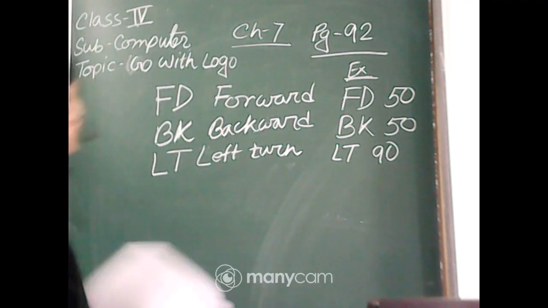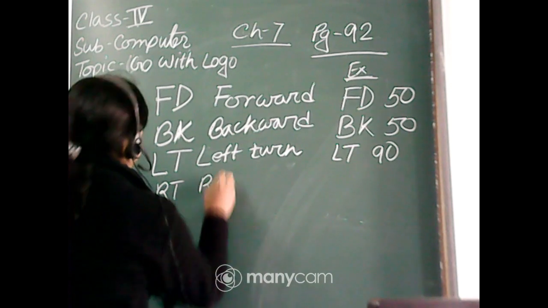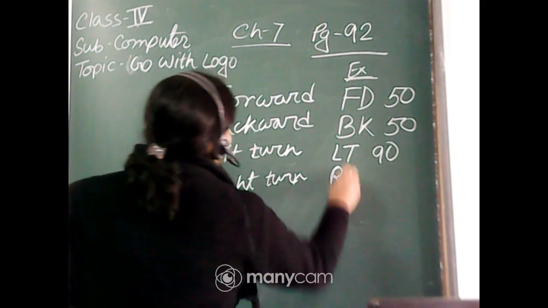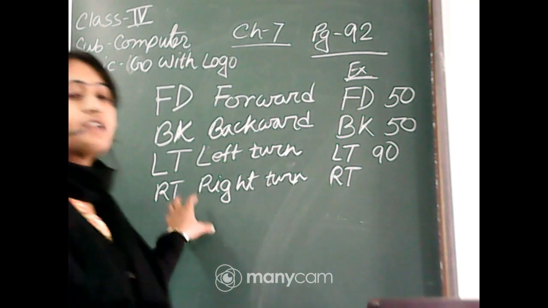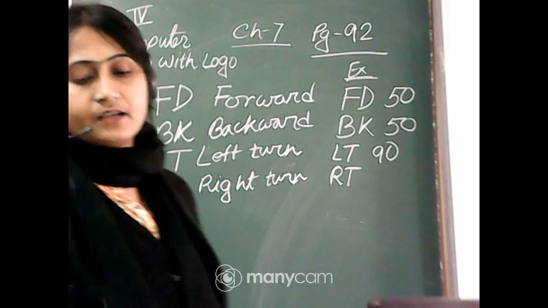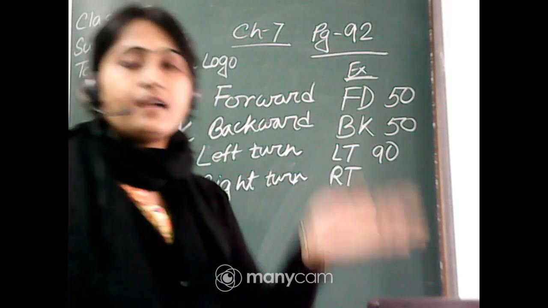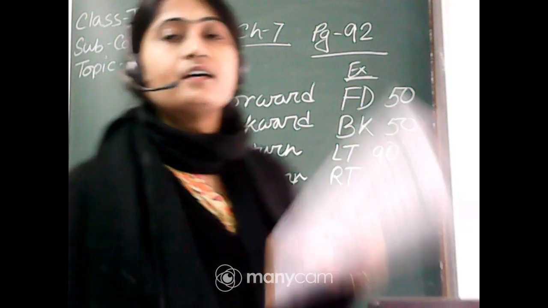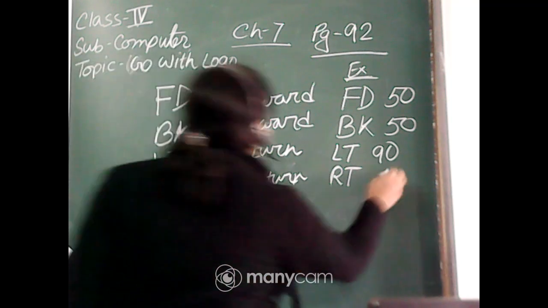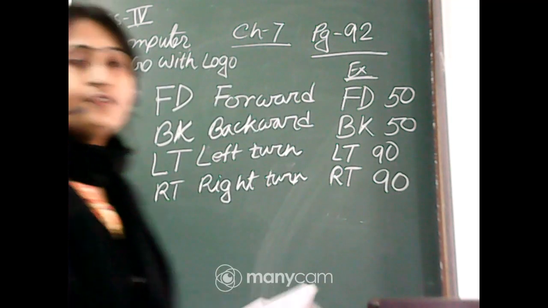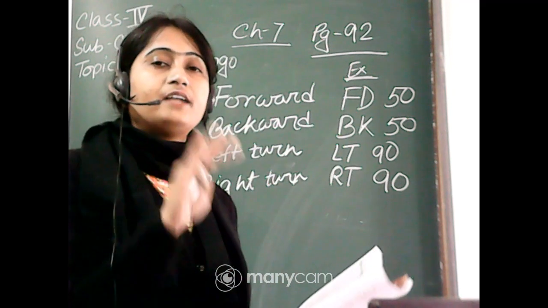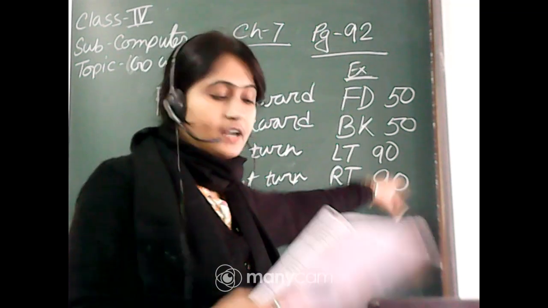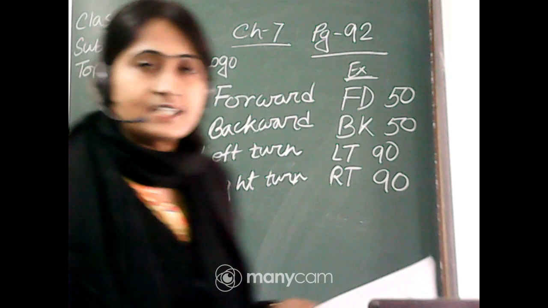Then RT. The full form of RT is right turn. Right turn means the head of the turtle turns towards the right side according to the given degrees. RT 90 means the head of the turtle will turn to the right side by 90 degrees. You can also give other degrees, such as 60 or 120.